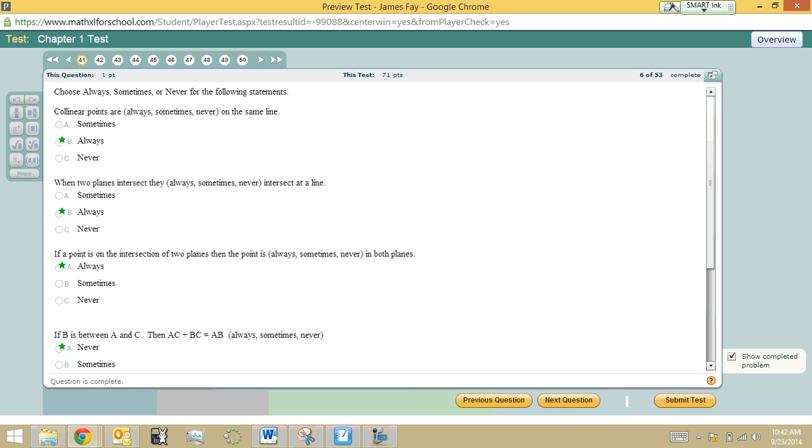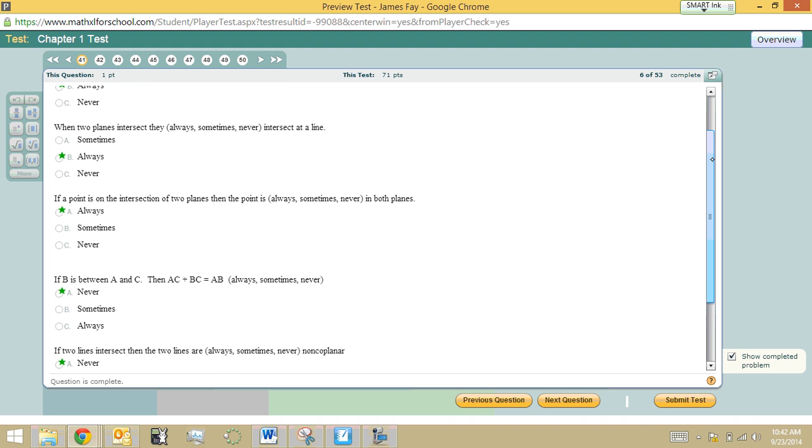So always, sometimes, never questions. Collinear points are always on the same line. That's the definition of collinear points. When 2 planes intersect, they always intersect at a line. That's part of the postulate we had. So that has to be true all the time.